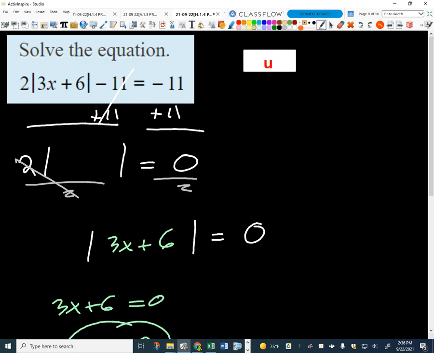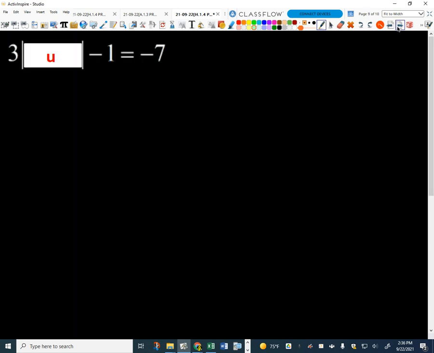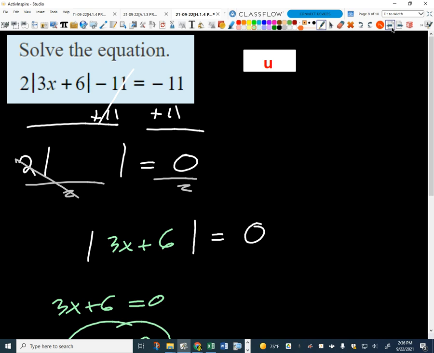I can check it. It's going to work. So if I plug in negative 2, I get 3 times negative 2 is negative 6 plus 6 is 0. The absolute value of 0 is 0. 2 times 0 is 0. 0 minus 11 equals negative 11. It works.